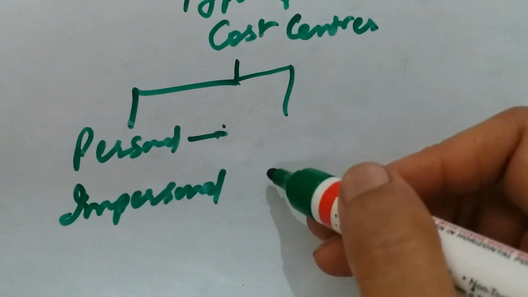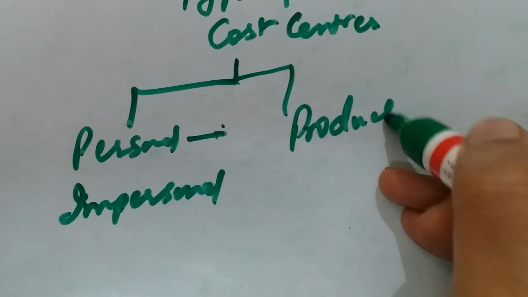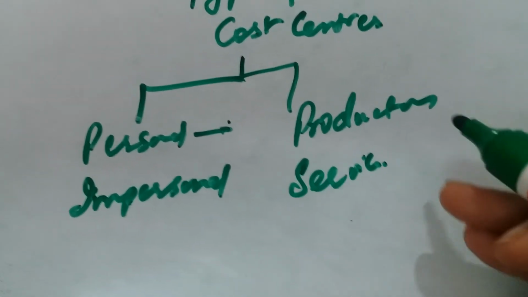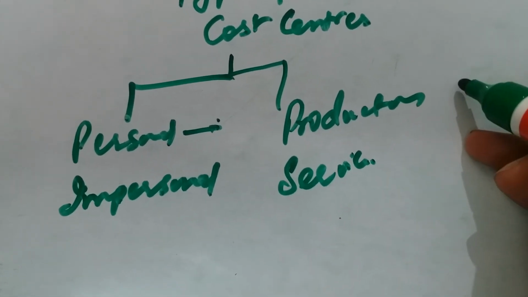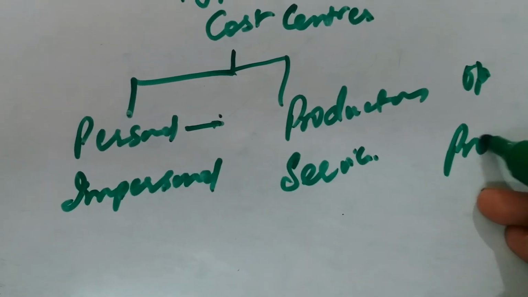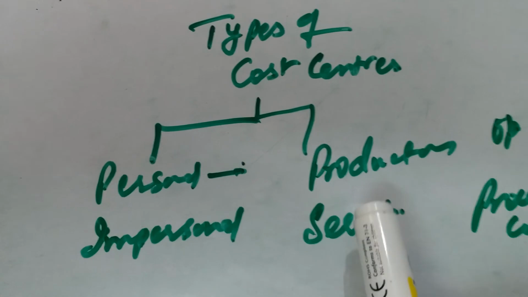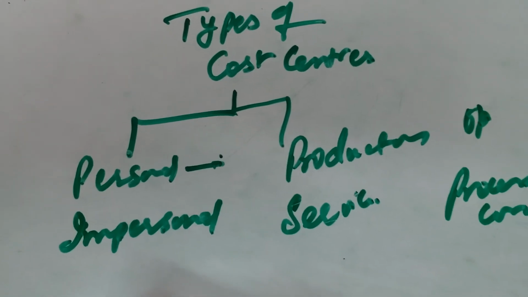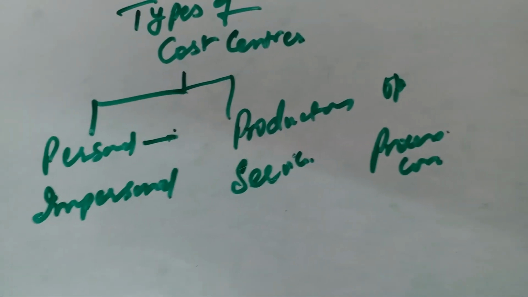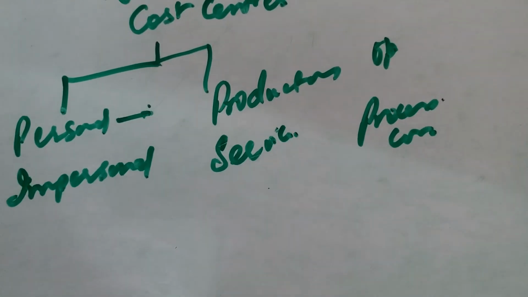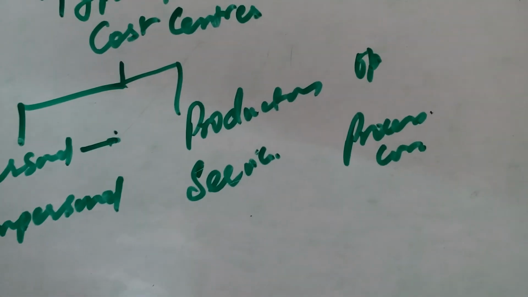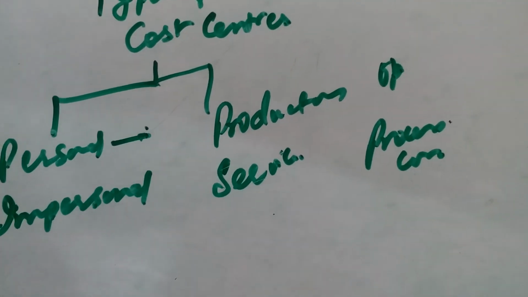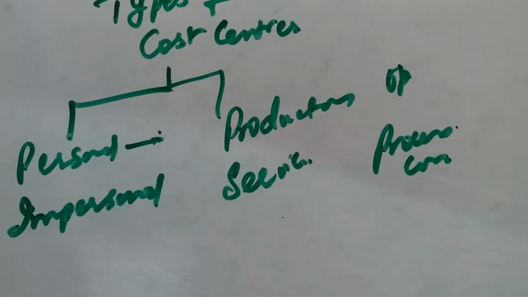Then we have the next one, which can be a production cost center, a service cost center, an operation cost center, or a process cost center. A production cost center is totally related to the production of goods. Similarly, service cost centers are those services which are used for the production department. Let's take an example of production and service cost centers.